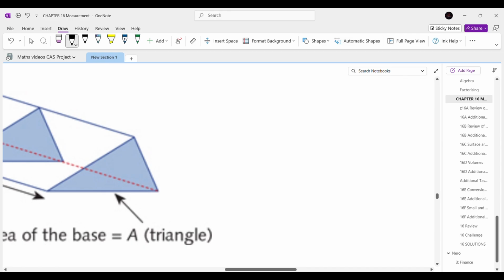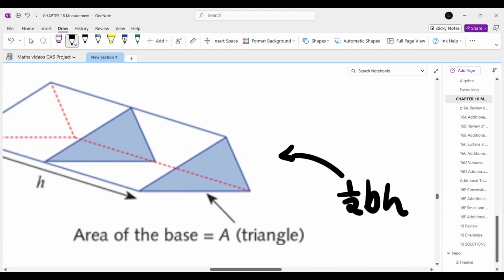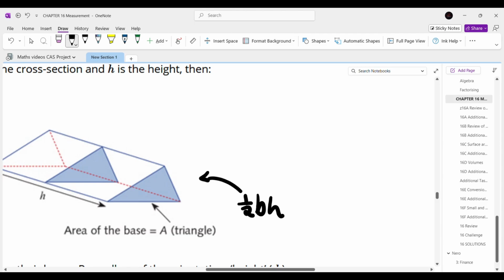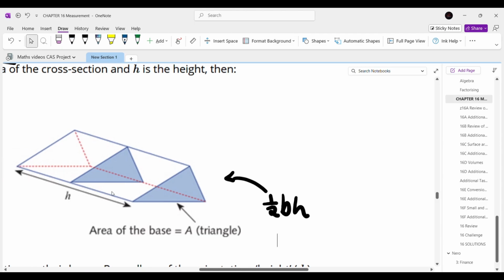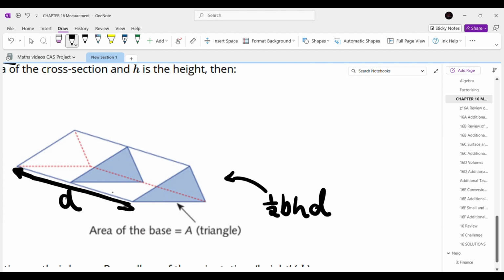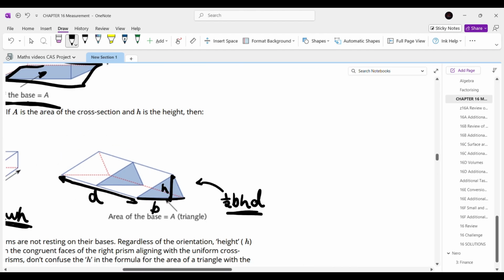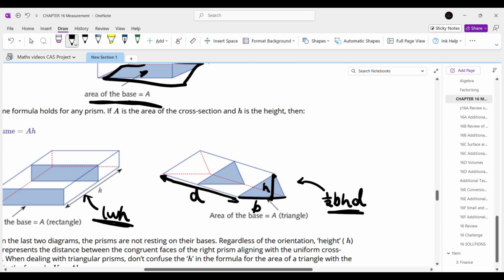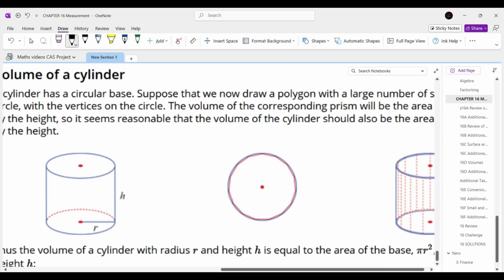For a triangular prism, our area is half base times height. Here we'll assign that height, and then we'll assign this to being depth. I'll just say D, so half B H D, and your height is just your perpendicular height here, H. I hope this makes sense. And so this is your volume of your triangular prism.